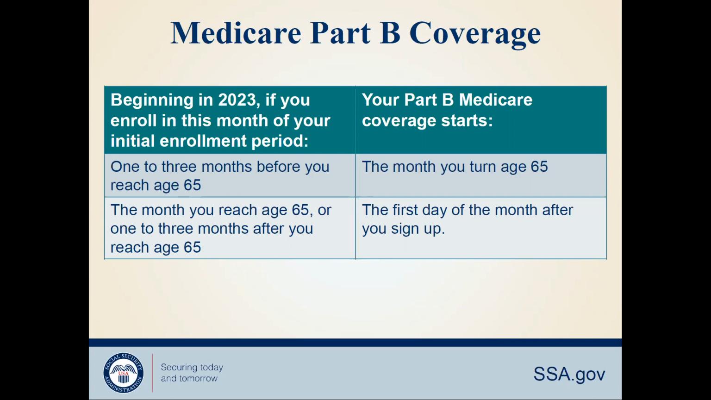Medicare Part B coverage. This chart shows when your Medicare will become effective if you apply during your initial enrollment period. Okay? If you applied during the 3-month window prior to the month you turn age 65, your Medicare kicks in the first day of the month you reach age 65.